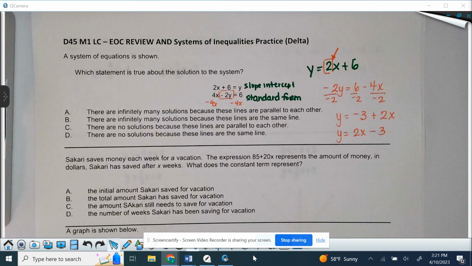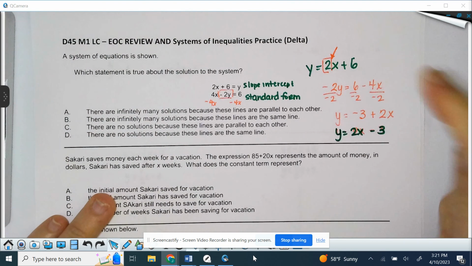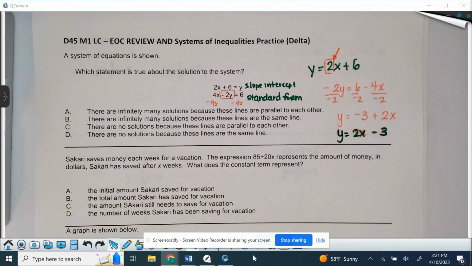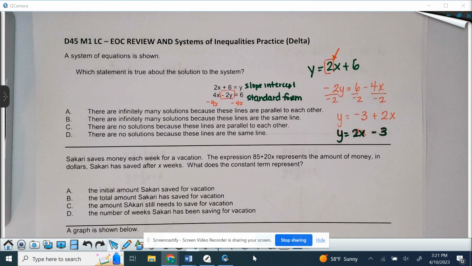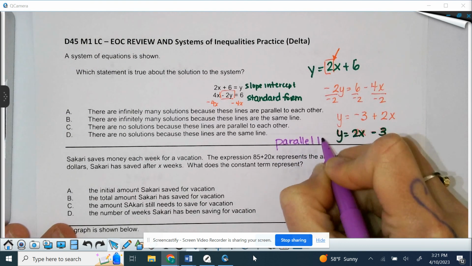So looking at this equation to the equation above, if we look at our slopes, what do we know about their slopes? Yeah, they're the same. Perfect. So they're the same. And as soon as we see same slope, then you should think what? What are we training ourselves to think? As soon as you see same slope, you should think what kind of line? Parallel lines. Perfect. So parallel lines.